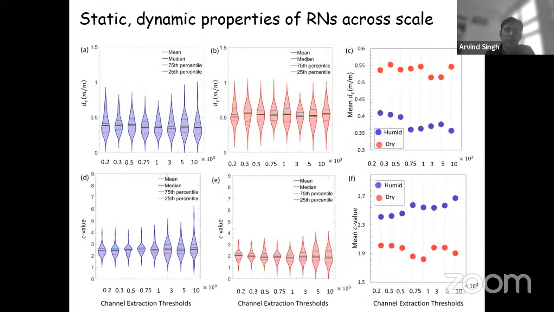And so we analyze these critical parameters as well as properties such as C values and drainage density as a function of different channel extraction thresholds, or scales, in other words. And what we see is that this critical distance does not depend on the channel extraction threshold, that is, it remains independent of the scale. Similarly, the C value is also independent of scale, and that emphasizes that these networks are self-similar or fractals.